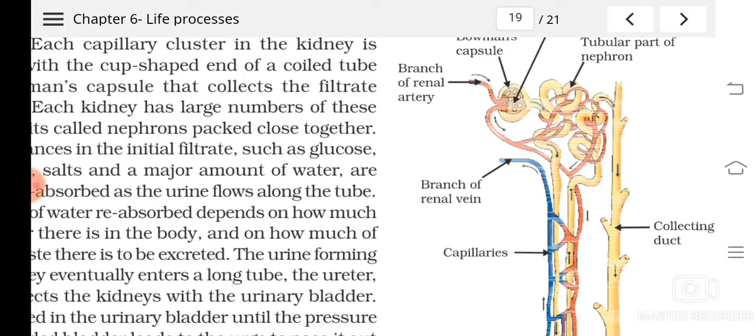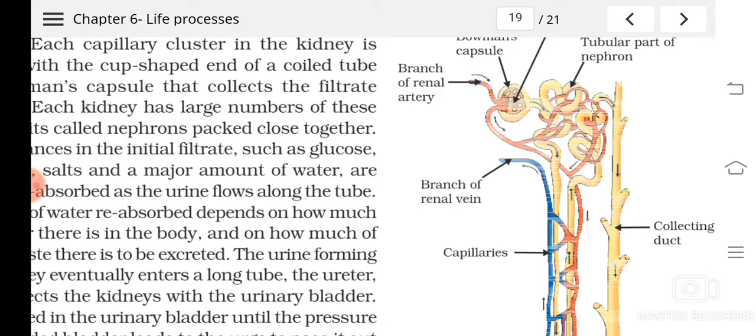So this process is called tubular reabsorption. Reabsorption means what? Otherwise what will happen? Along with the waste materials, these useful materials also will get excreted as urine, isn't it? So to prevent that, whichever are good for the body will be absorbed back into the body, and this process is called what? Tubular reabsorption.